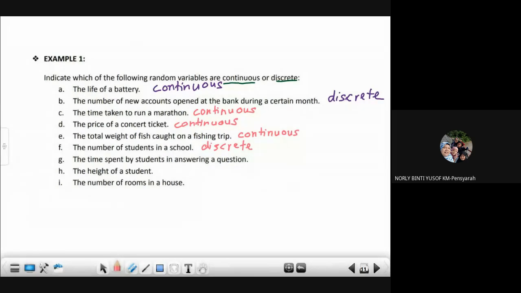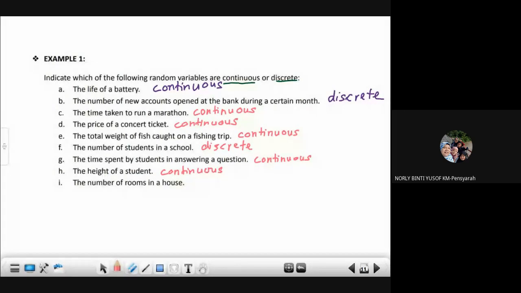Time spent by student in answering question, continuous. Sebab masa ada melibatkan perpuluhan. Height of student pun sama melibatkan perpuluhan kan. So is continuous. Continuous.